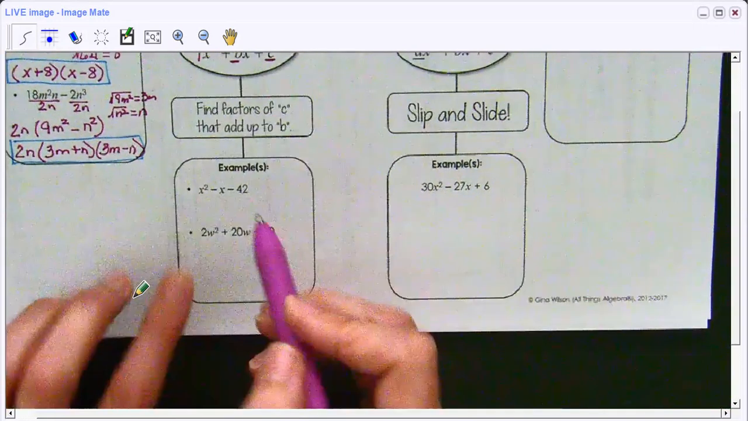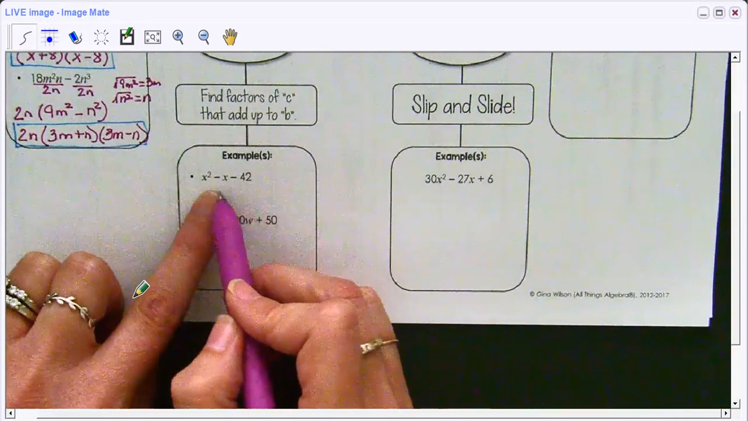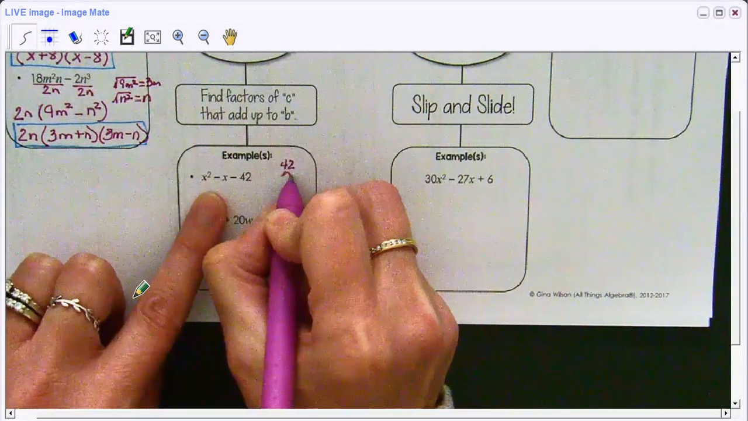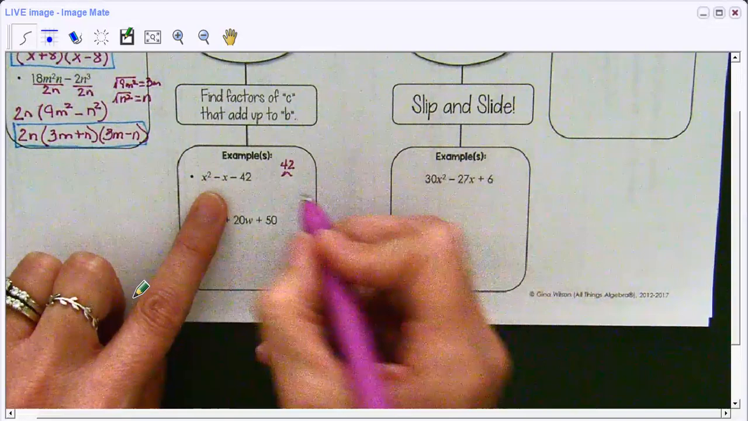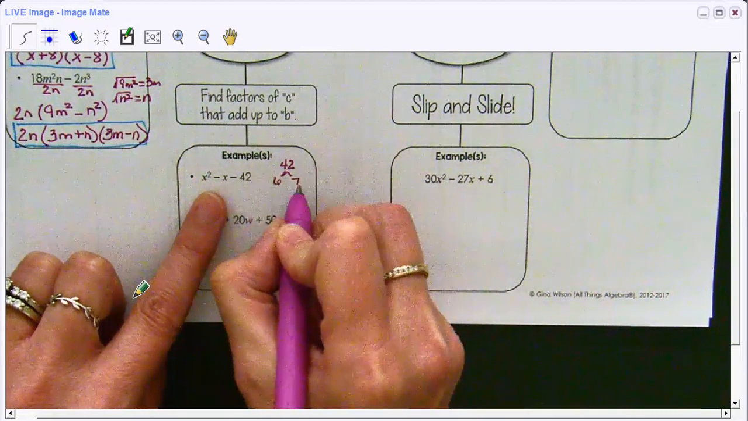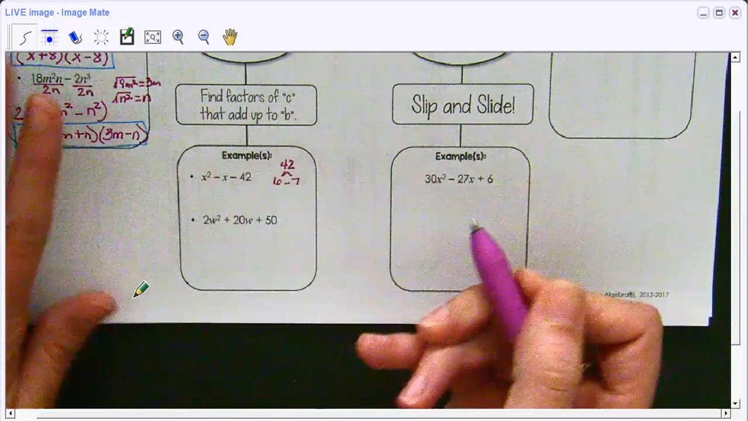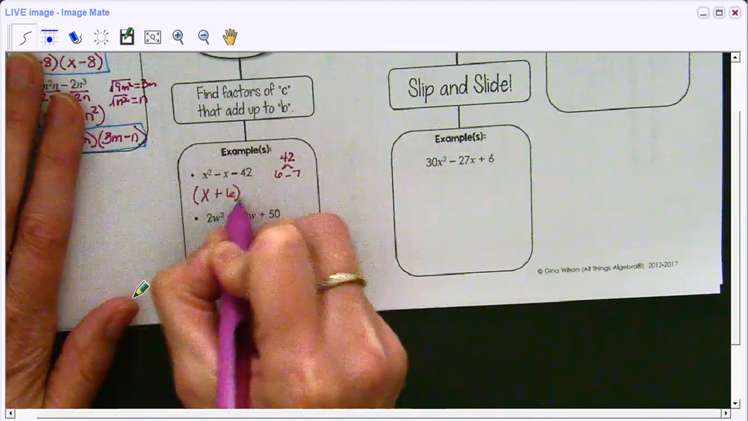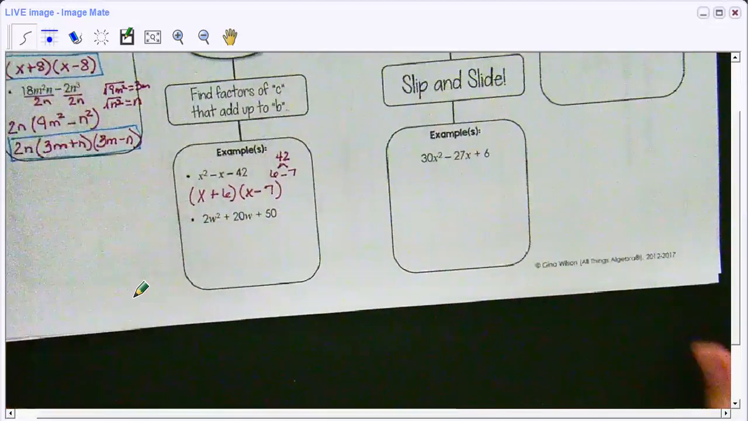Okay. So in looking at this, we need to find factors of -42 that add up to -1. So what are those two factors? Yep, 6 and 7. And which one needs to be negative? 7. So this one's simple, right? X plus 6, X minus 7. There you have it.